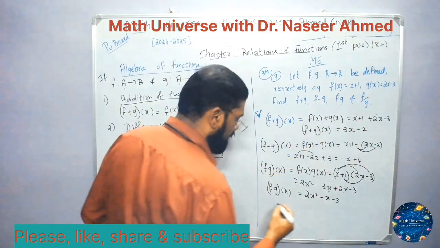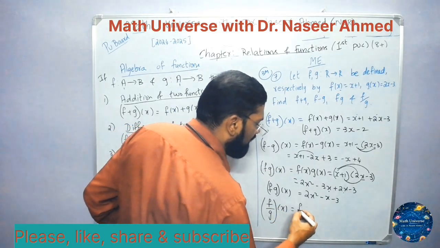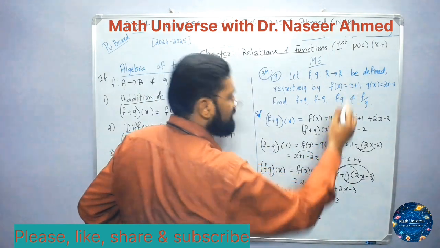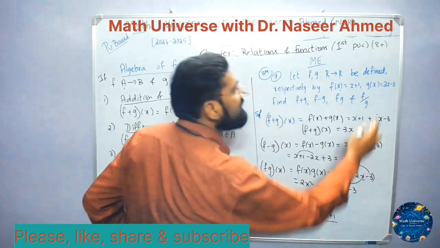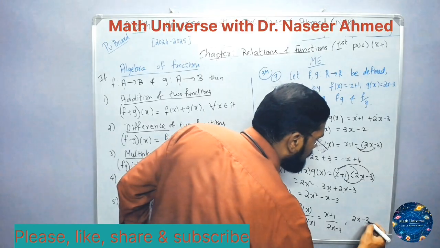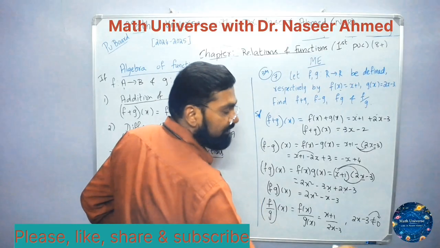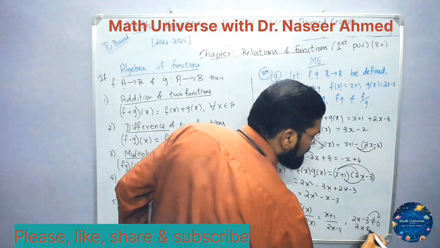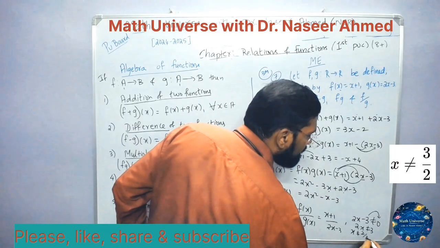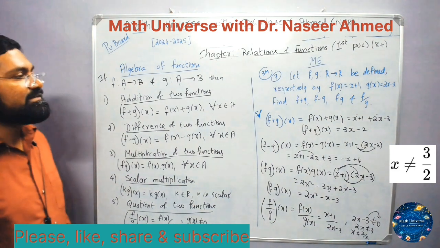Next we want f by g, that is, f divided by g. So here it is f of x divided by g of x. What is f of x? x plus 1. And what is g of x? 2x minus 3. So surely 2x minus 3 should not be equal to 0. Which is that number for which it will make 0? So 2x should not be equal to 3, or x should not be equal to 3 by 2. Okay. Yes, so make a note of this.